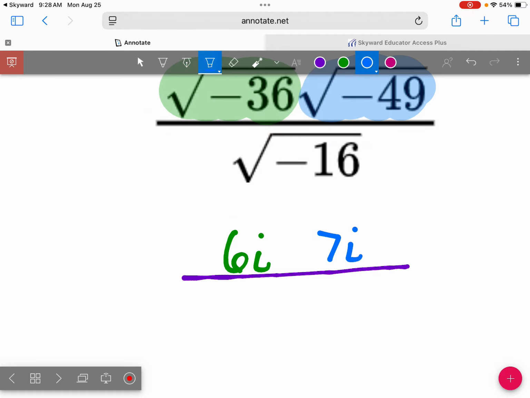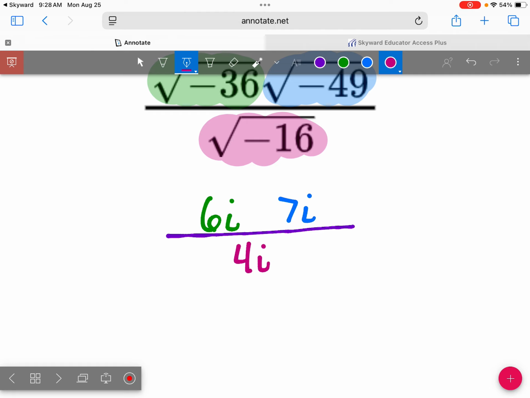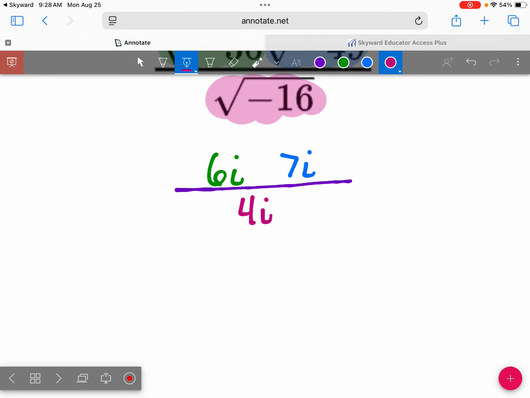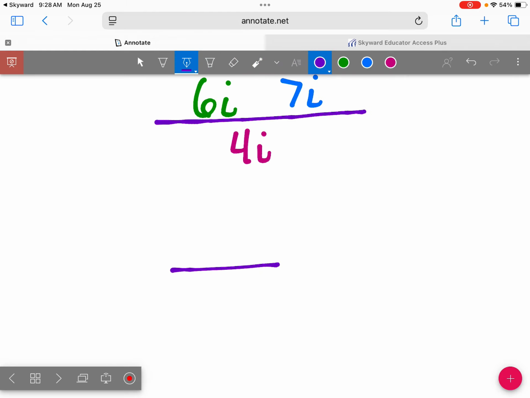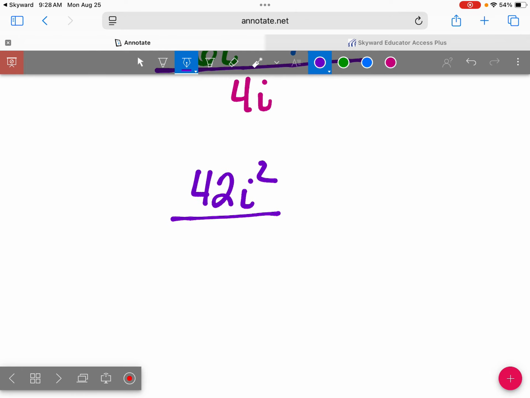4i. Where's my highlighter? There it is. There we go. 4i. So we can multiply these pieces together. If I multiply 6i times 7i, what do we get? 42i squared. And our denominator, I don't really have anything I can do with it right now. It just says 4i.